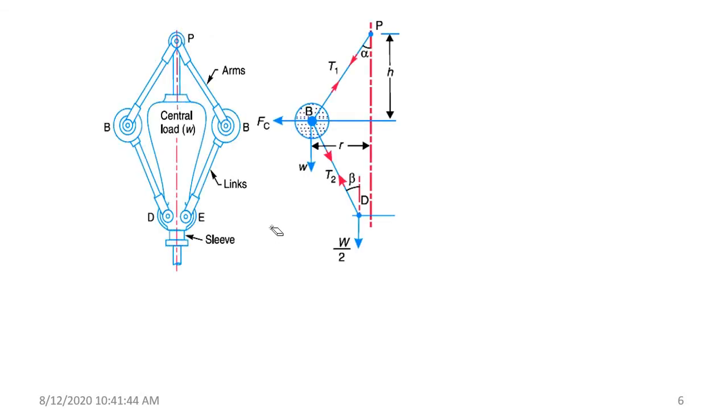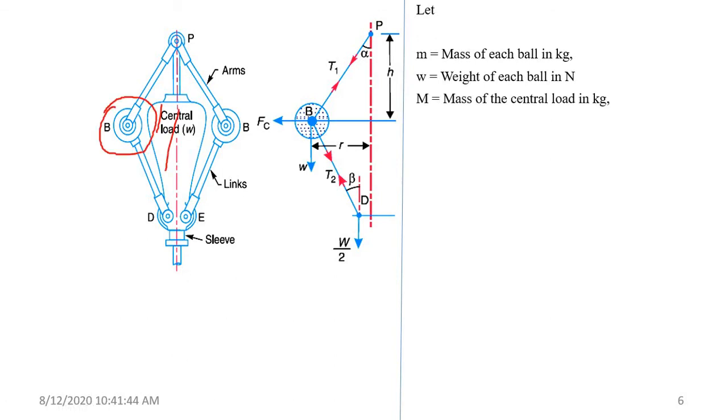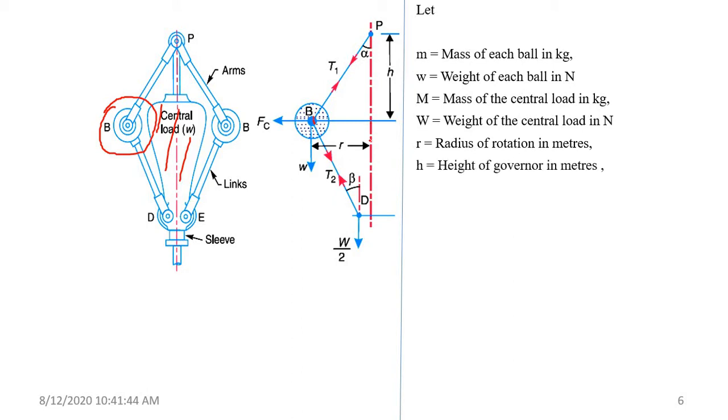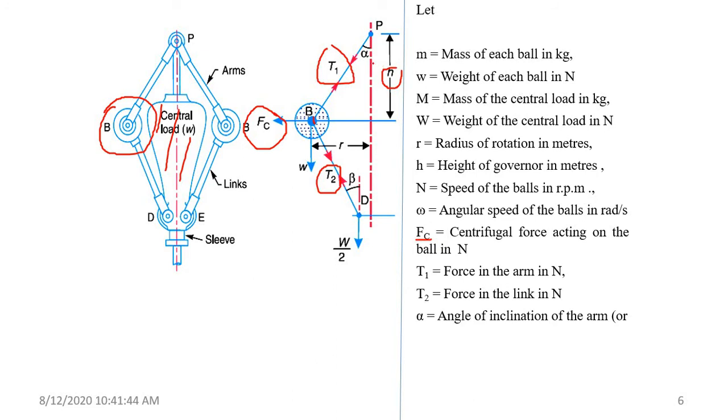Notation to be used in this Porter governor. This is the line diagram or space diagram of the Porter governor. Here, m is called the mass of the ball. M is the mass of the central load. Similarly, capital W is the weight of the central load. r is the radius of rotation, the distance between the ball center and the spindle axis. h denotes the height of the governor.